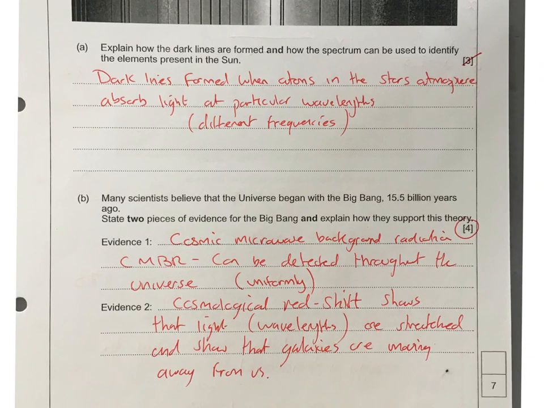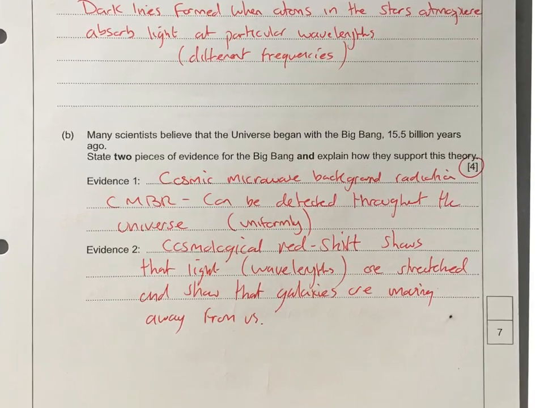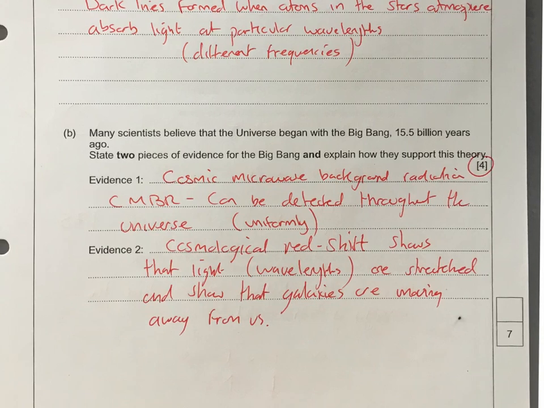Many scientists believe that the universe began with the Big Bang. This one's a nice question for 4 marks. I've circled the 4. So you've got cosmic microwave background radiation, which is CMBR, and you've got cosmological redshift. You can just call it redshift. What these show is the supposed Big Bang, because this can be detected throughout the universe in equal amounts uniformly, and the redshift shows that the wavelengths are stretched, and that the further away the galaxy is, the faster it's moving from us.